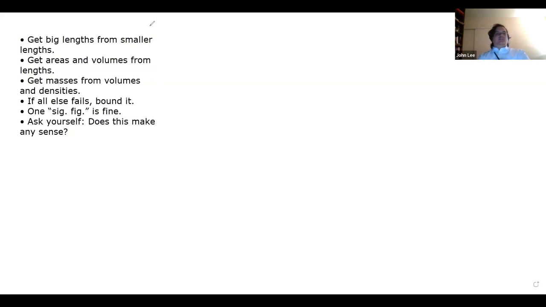You can get areas and volumes from the lengths, which I don't think is even an estimation trick. I think that's just how you find unit areas and volumes. And you can also get masses from volumes and densities, where density is equal to mass per volume, which is equal to mass per length cubed. And then if all else fails, bound it.